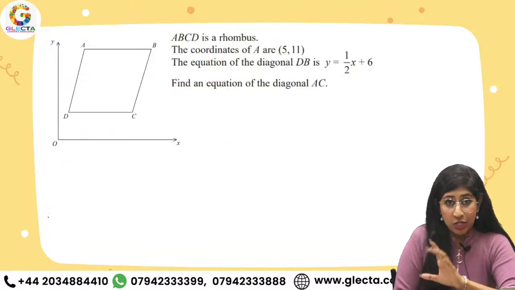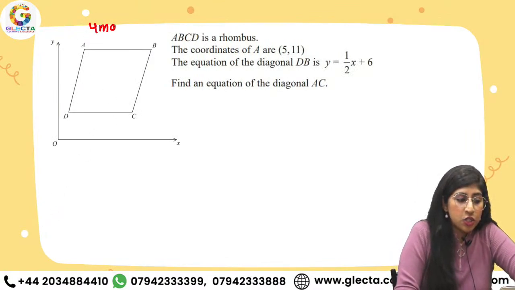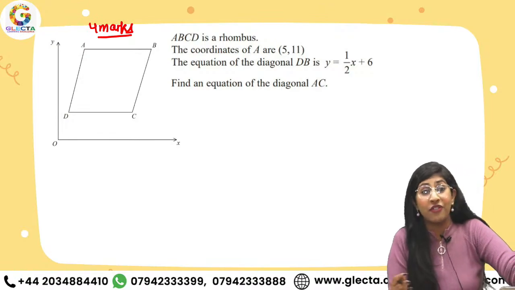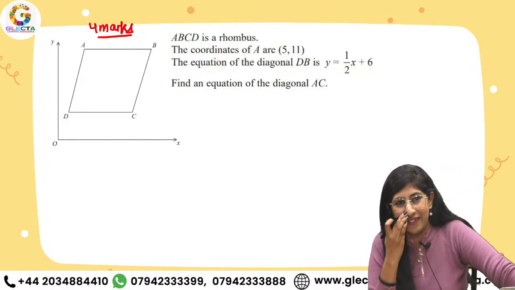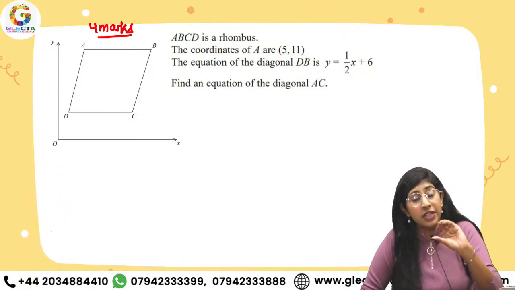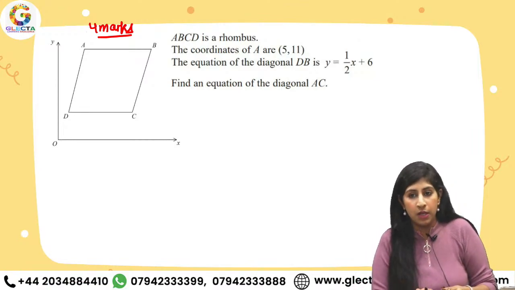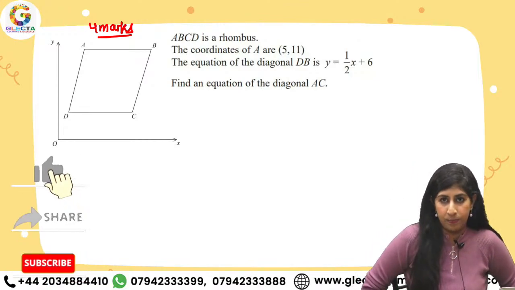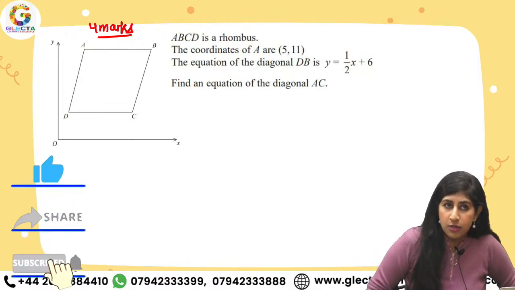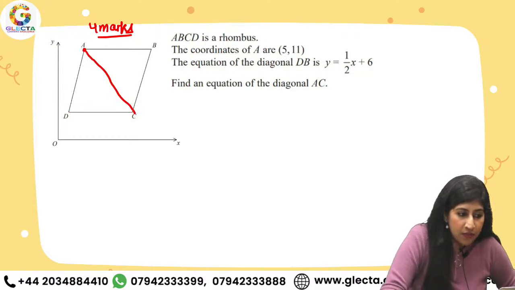Again, an exam question, a past year paper question for 4 marks. Now, it's not like they are going to just directly say, find out the equation of a perpendicular line. If they were giving you easy questions like that, oh, life would be so easy. But they would give you questions in a mixed form where you would be applying the concepts of other topics as well. Like in this one, ABCD is given to be a rhombus and the coordinates of A are given as 5, 11.